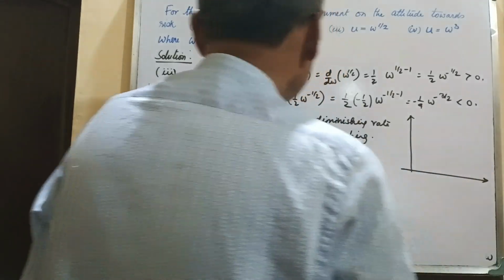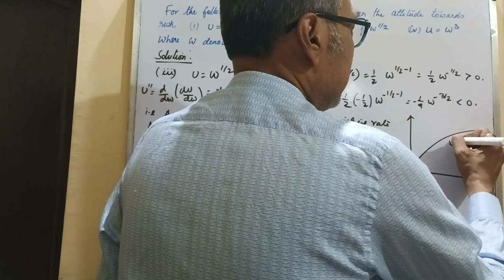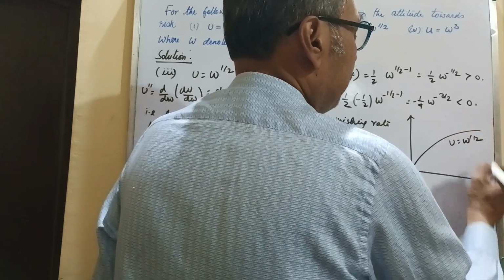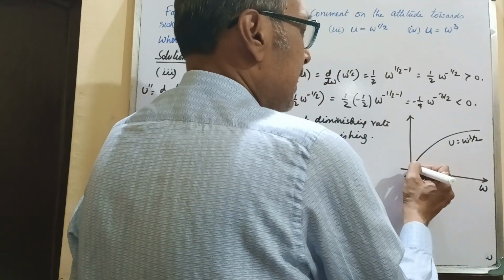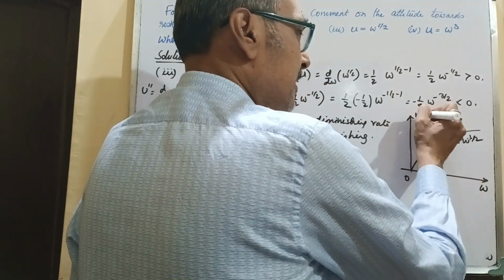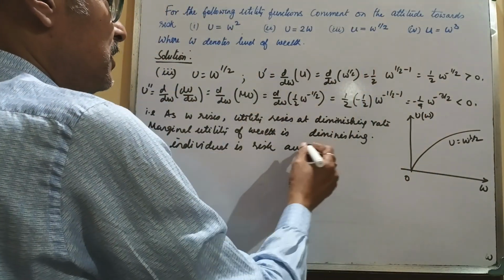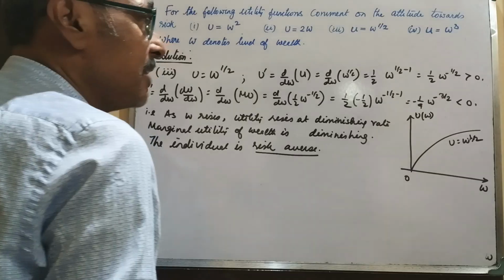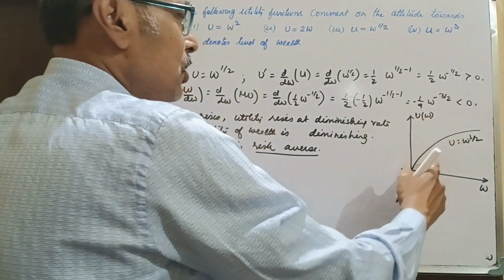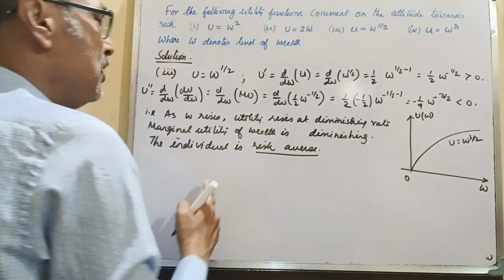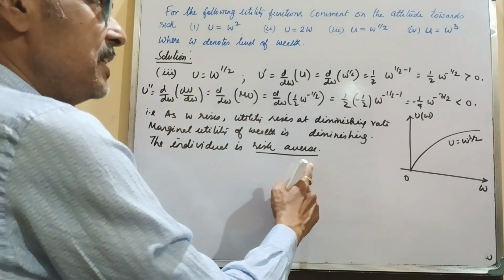In this case, utility increases at a diminishing rate. Therefore, the graph will be like this: u equals w to the power half. Here on the horizontal axis we measure w, on the vertical axis we measure utility. This is the graph for this utility function, and the individual is risk averse. Why risk averse? Because u double prime is negative. The law of diminishing marginal utility holds for this individual. Therefore, the individual is called risk averse.